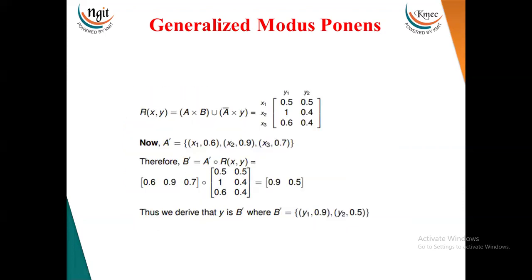So first we have to calculate 0.6 and 0.5, what is the minimum? 0.6 and 0.1, 0.76 and 0.1, which one is the minimum? So out of these minimum values, what is the maximum value? Then you will get 0.9. Similarly, 0.9 with all these values. So when we calculate all these values, finally we will get the B dash.